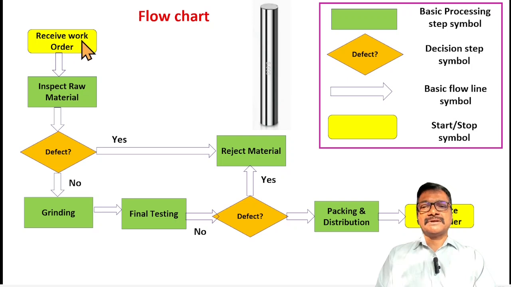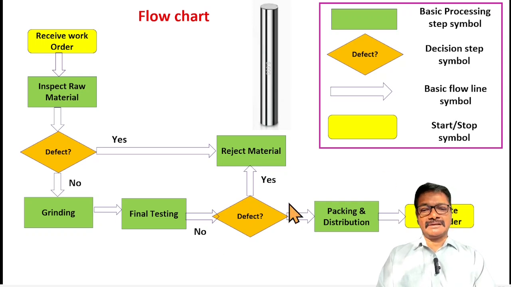Now initially material will be received, or rather a work order will be received. So as per the work order, inspection will be happening. Then a decision will be taken depending upon the output of the inspection, whether it is okay or not okay. If it is okay, then it will go for the next process, that is grinding. If it is not okay, then that material will be rejected. After grinding there will be final testing. Again in the final testing there will be inspection and it will be judged whether it is okay or not okay. If it is okay, then it will be sent to packing and distribution and the order will be completed. If it is not okay, then the material will be rejected. So this is a simple example of the flowchart.